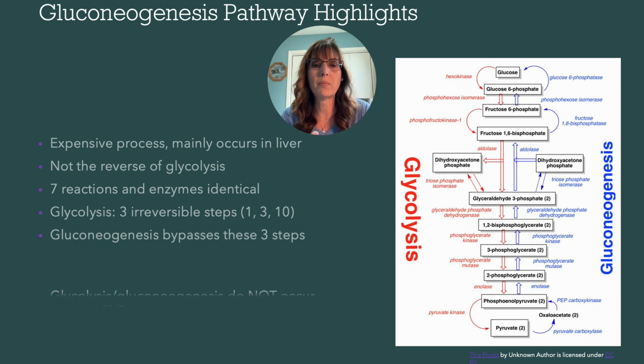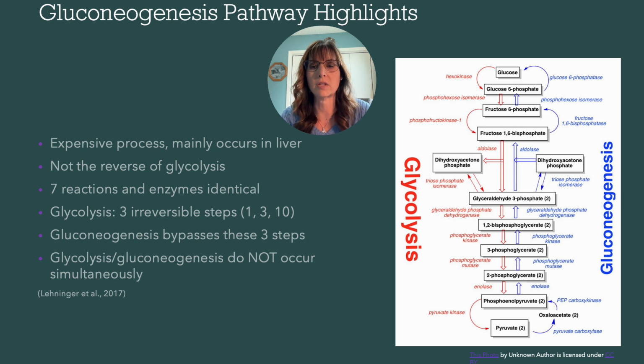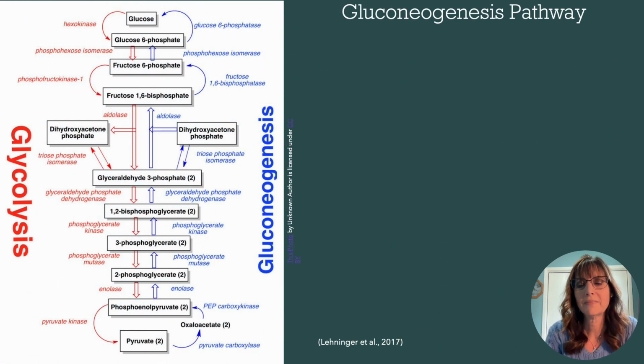Now, these 2 processes do not occur simultaneously. If glycolysis and gluconeogenesis occurred at the same time, the overall reaction would be ATP plus water makes ADP, inorganic phosphate, and heat. No metabolic work would be done under that scenario. Therefore, the timing of these reactions are tightly controlled. Let's go ahead and take that deep dive into gluconeogenesis.